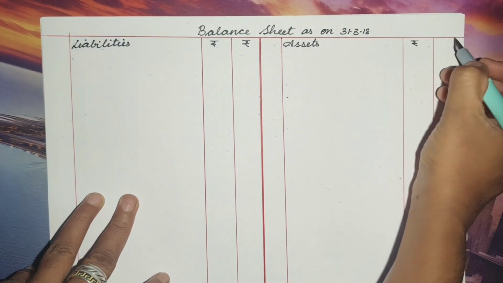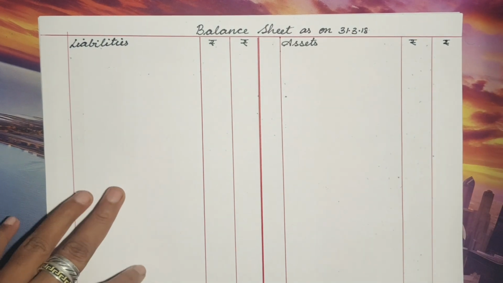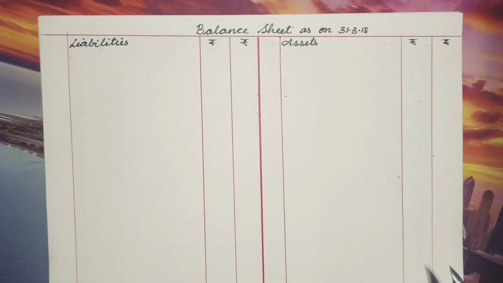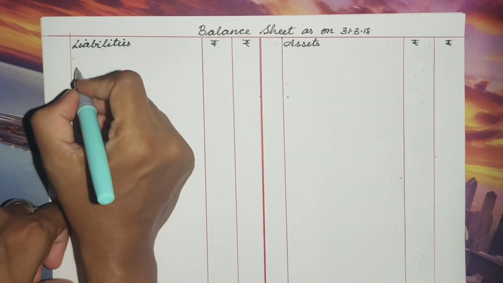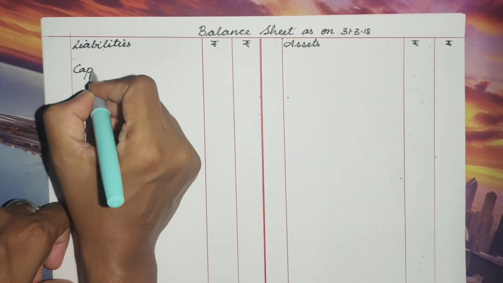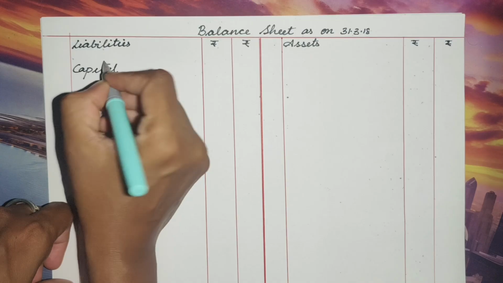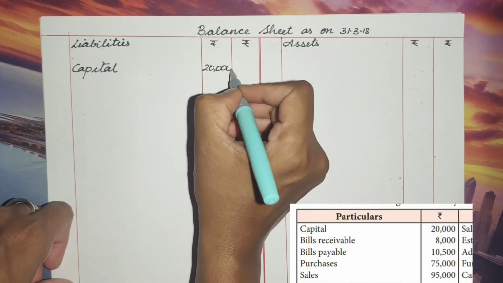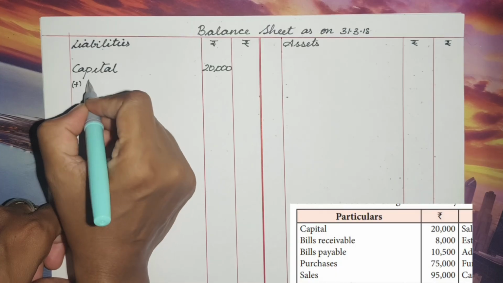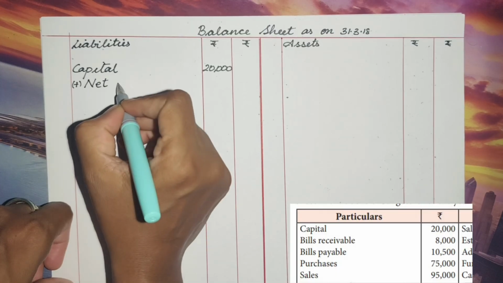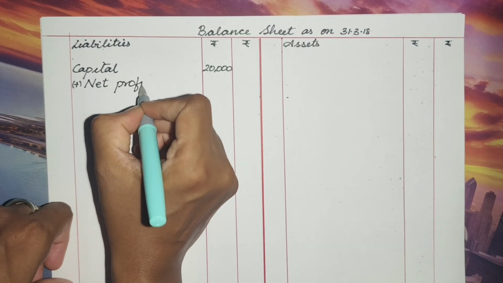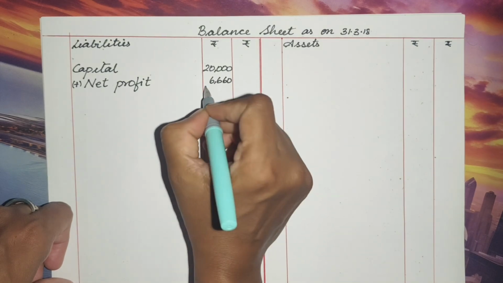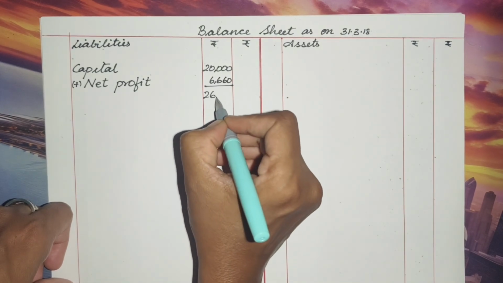So I prefer starting from the liabilities. You can even start from the assets, that's not a problem. So when you start from the liabilities, the first item is going to be our capital. So with capital, we are going to add the net profit. So capital given in the problem is 20,000 plus the net profit is 6,660. So if you add that, you will get 26,660.